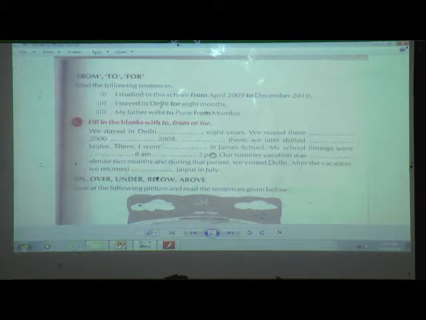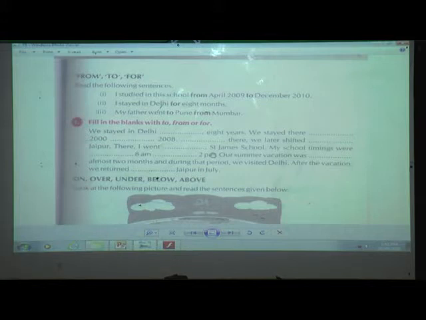So today which prepositions are we going to start with? From, to, and for. You have to read the following sentences. I studied in this school from April 2009 to December 2010. Now can you see here, students, how they have used the prepositions from and to? They have mentioned dates, years, from when he studied at the school, from this year to that year. So which prepositions have they used? From and to. When two years or dates are mentioned, we use from and to.